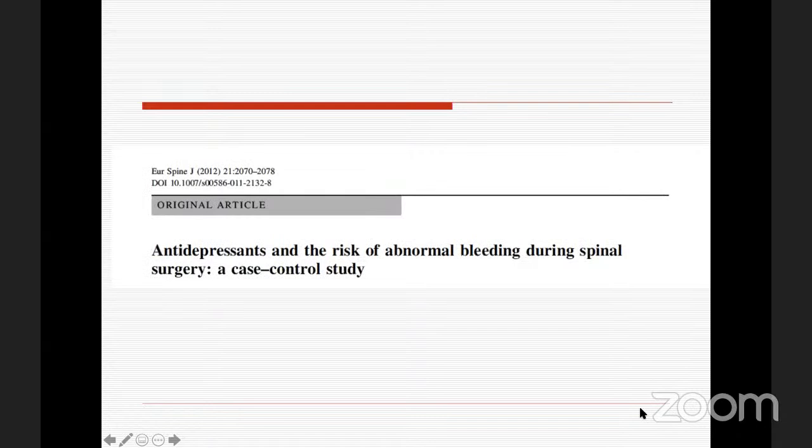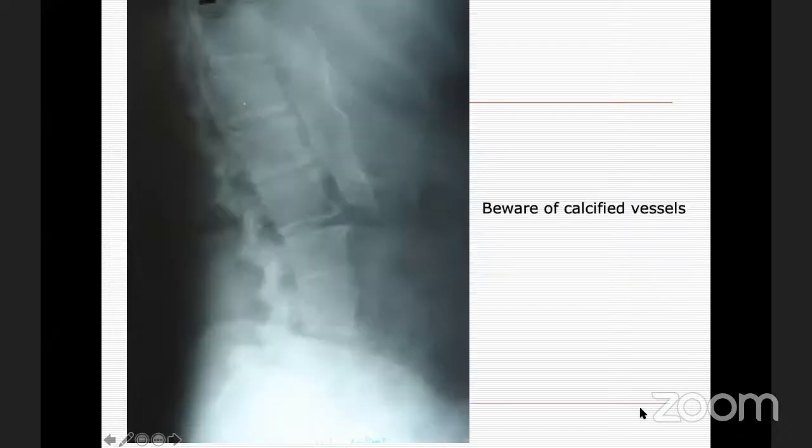One important aspect is that most of our spine patients are on some sort of gabapentin or pregabalin. We also know that pregabalin and gabapentin are serotonin reuptake inhibitors, and they also affect the platelets by the same mechanism, because serotonin uptake is very important for platelet function. So gabapentin and pregabalin also increase the risk of abnormal bleeding, and one should keep in mind that these patients may bleed more during the surgery.